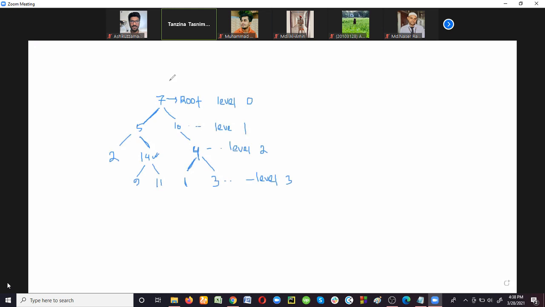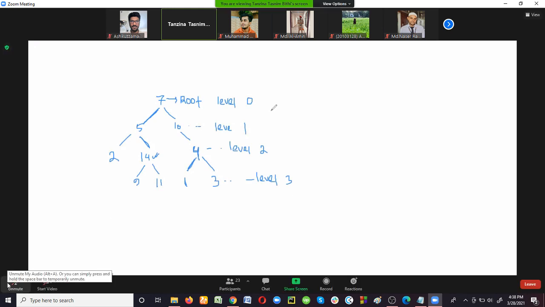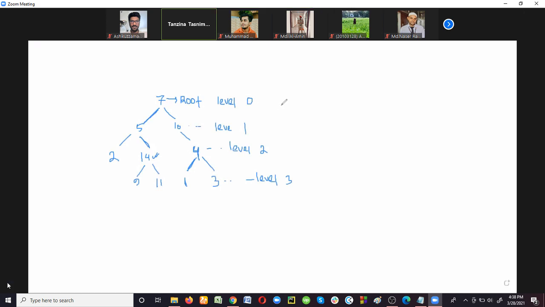Okay, then what about the height of this entire tree? The height of the tree is actually the height of the root node, because the root node is placed in the first level and we are taking the leaf node from the last level. So this is the longest path. Between the root node and this leaf node, how many edges can we find? 3 edges, and that is the height of this tree. Clear what is the height?